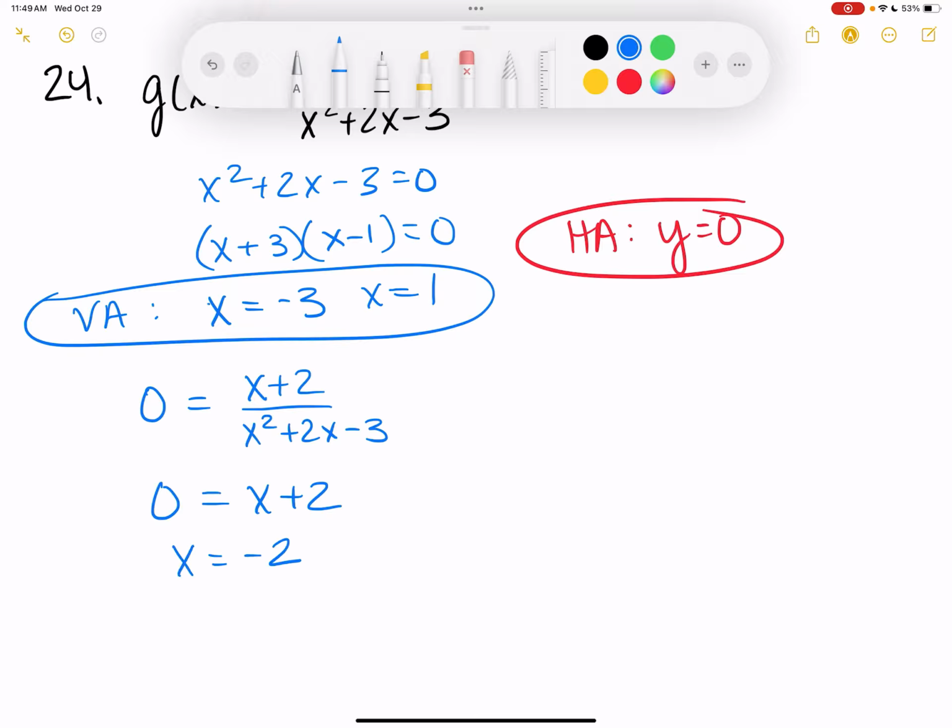My intercept is not x equals negative 2. My intercept is a coordinate point. The coordinate point for the x-intercept would be negative 2, 0.